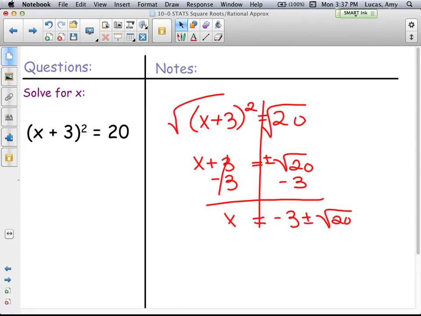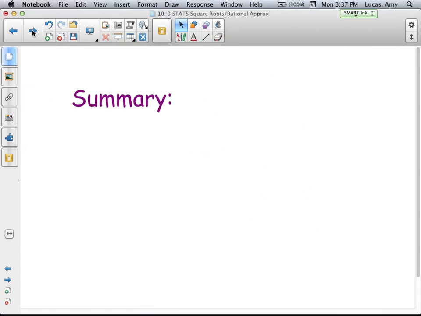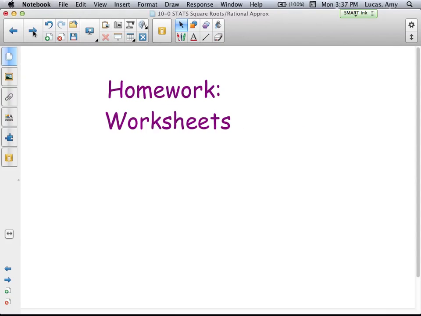I know these are tricky, but if you have these examples written down, I think you're going to be okay to look through them and find something similar when you're working on your homework. So you should be able to write a summary now. And your homework is to finish your worksheet packet.